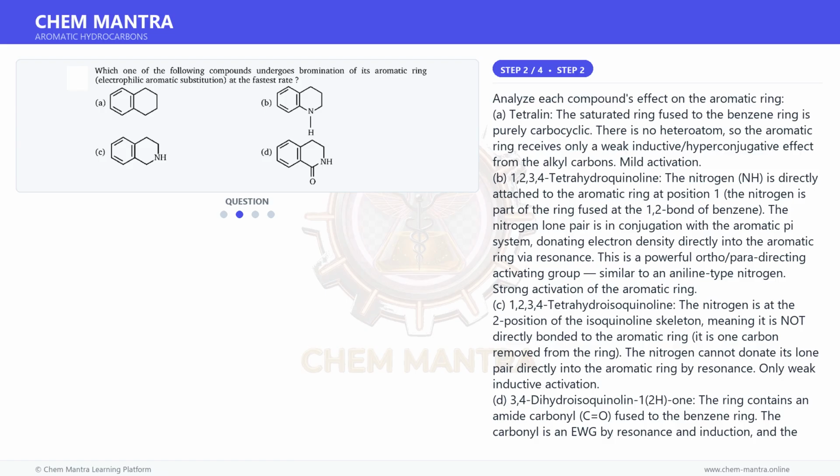D. 3,4-dihydroisoquinolin-1(2H)-one, the ring contains an amide carbonyl, C=O, fused to the benzene ring. The carbonyl is an EWG by resonance and induction, and the nitrogen lone pair is delocalized into the carbonyl rather than into the aromatic ring. This deactivates the aromatic ring toward EAS.